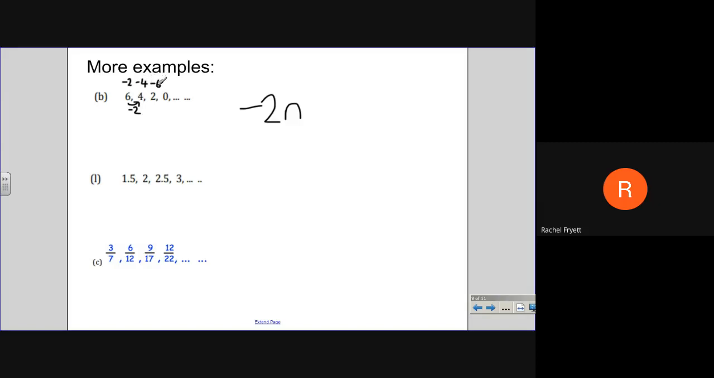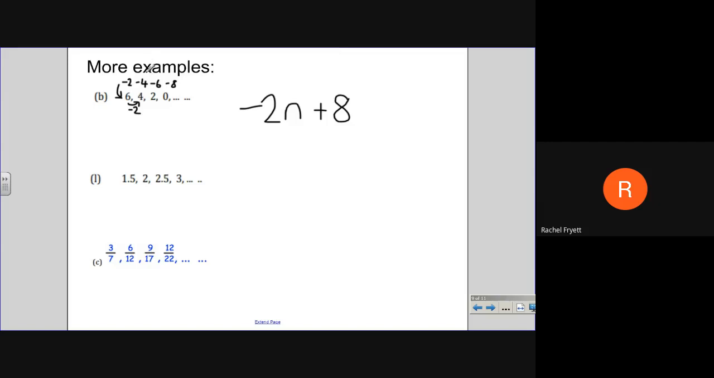And I need to see how to get from the times table to the sequence. It always has to be that way around. Well, to get from minus 2 up to 6, I add 8. So it's a bit tricky because we're working with negatives, but you can use a number line to help you if need be.